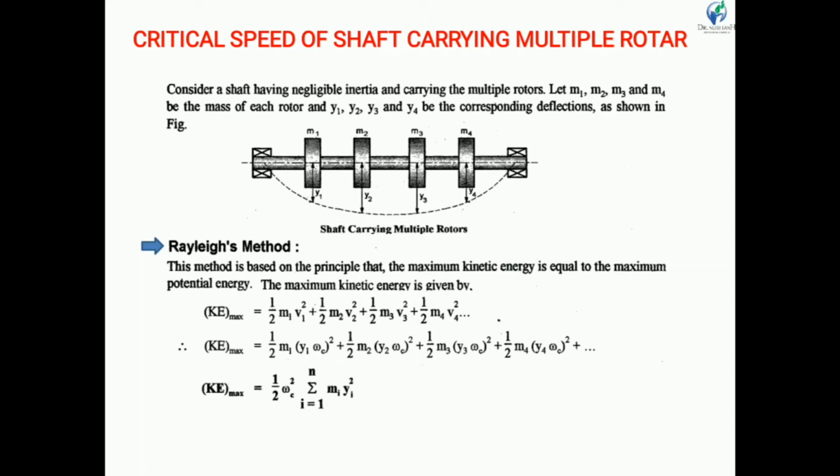Now we know that the velocity is omega into its deflection from its neutral axis, that means velocity is equal to omega into r. So we rewrite this equation. Kinetic energy maximum is equal to 1/2 m1 v1. All the rotors have the same speed; at the critical speed of the shaft, all the rotors are rotating with omega c, the critical speed.